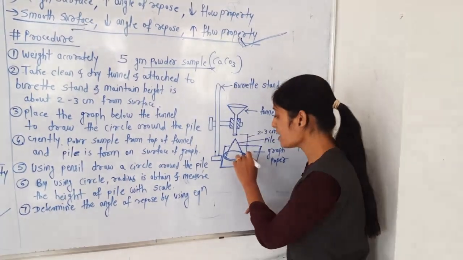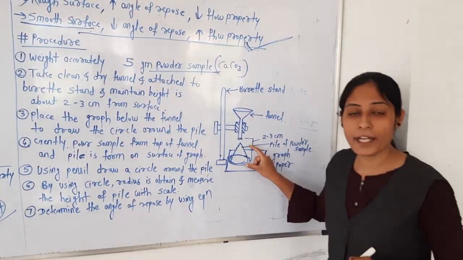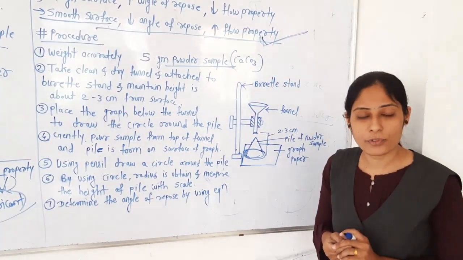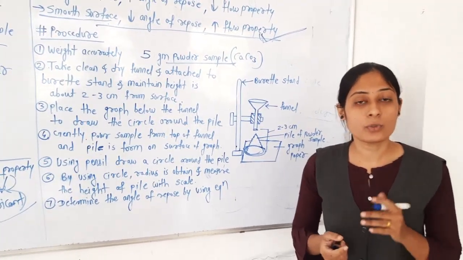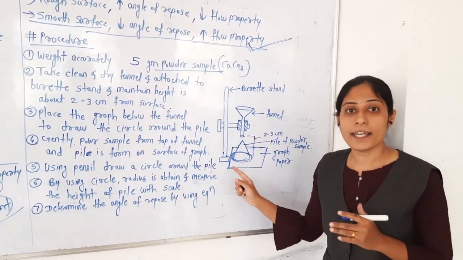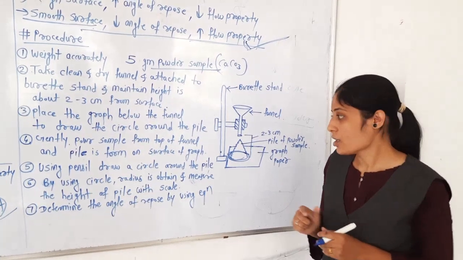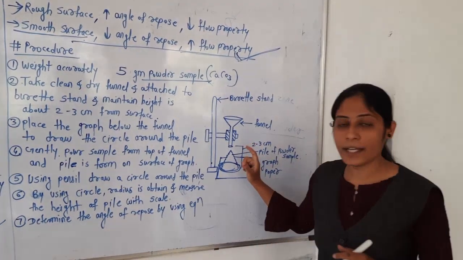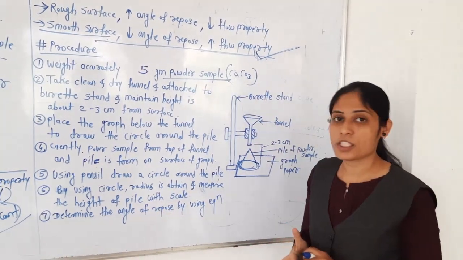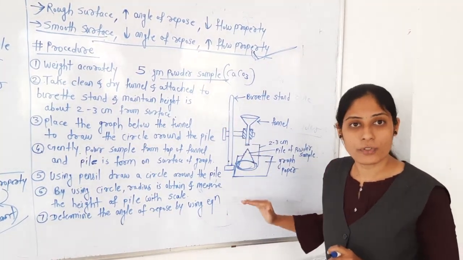By using the circle radius and height of the pile, we have to determine the angle of repose, because for the angle of repose we require two important measurements: the height of the powder sample and the radius of the powder sample. After we get the height and radius, we can determine the angle of repose.